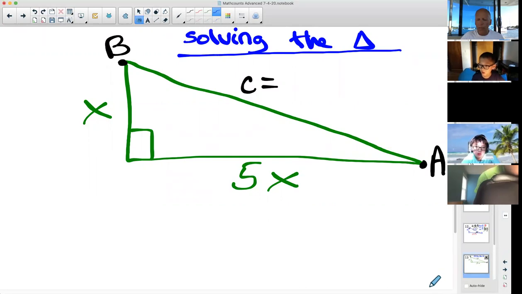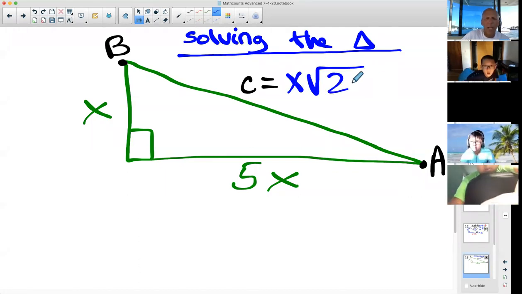Audrey, can you give me side C, please? And Andreas, are you working on side C? No, I'm working on angle A. Okay. And what about you, Ray? What are you working on? Ask me a question so I can give you a little push. You know that C is x root 26. Do you guys agree that this guy is x root 26?